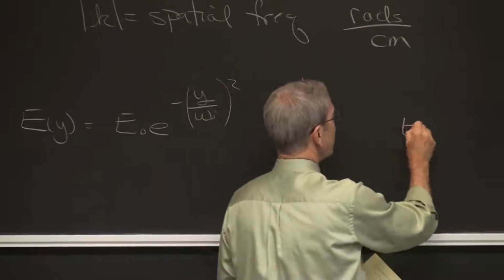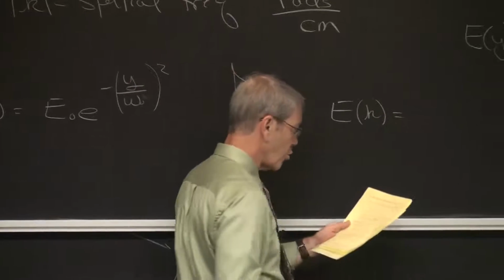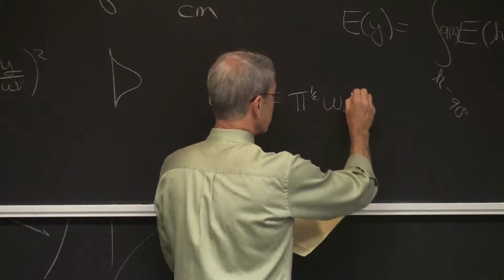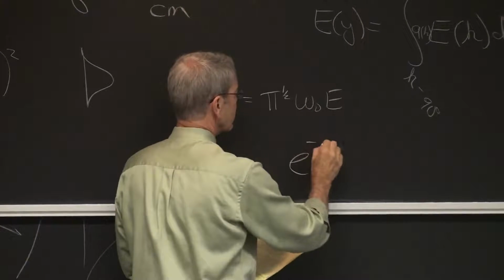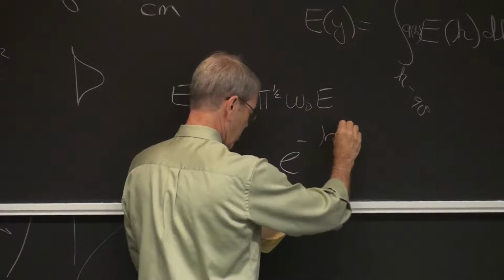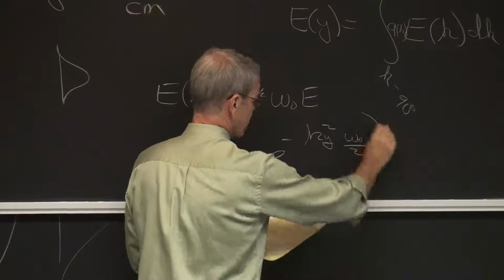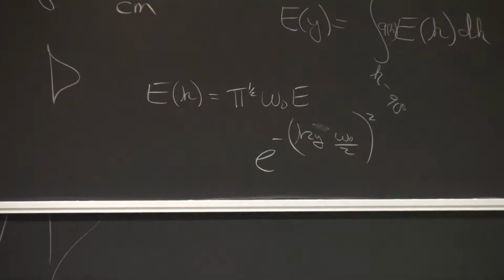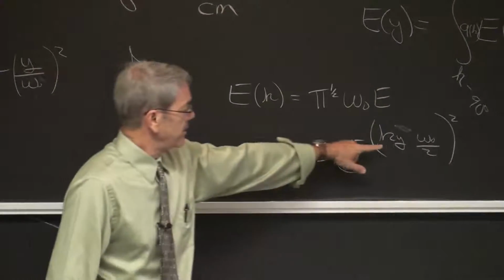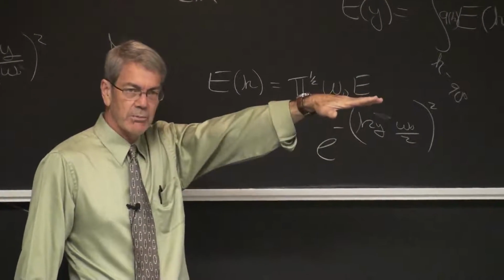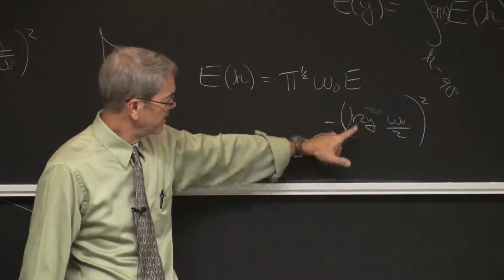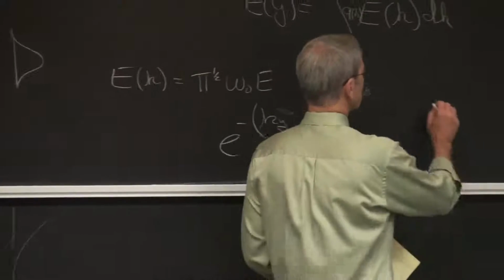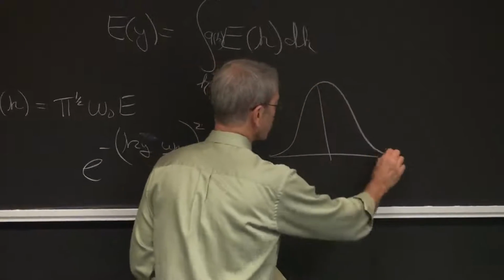That's going to have an E of k, which has got a whole bunch of constants, square root of pi, omega naught, E naught, and then e to the minus k sub y omega naught over 2, squared. Okay. So it's going to have a Gaussian distribution in k space as well. But it's going to have these y components. The major component of k is there, but there's a y component. And notice as k y gets bigger, this amplitude gets smaller. So we're going to have a distribution of k vectors, which is also Gaussian.